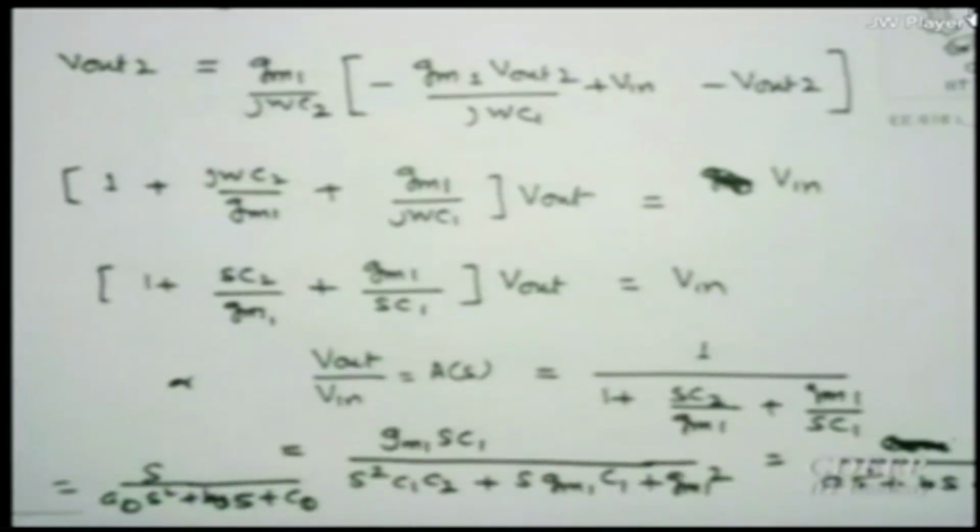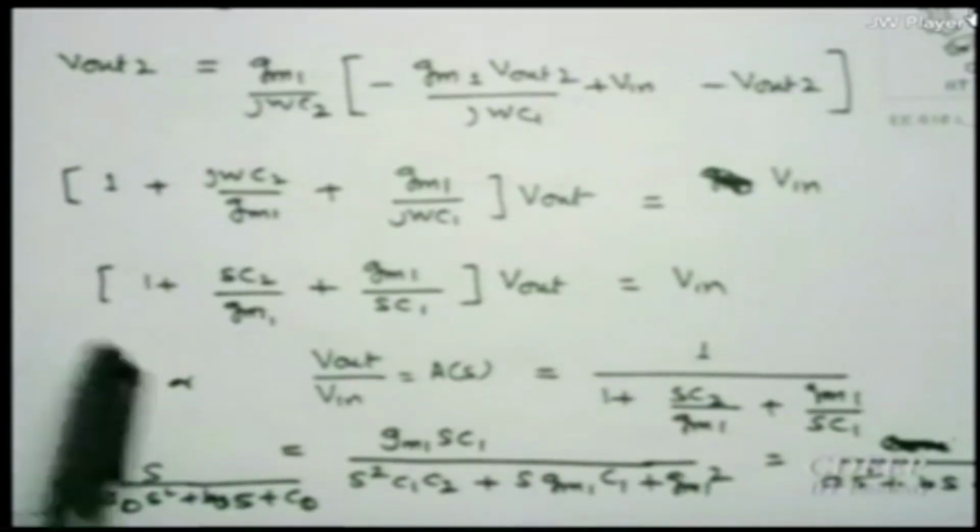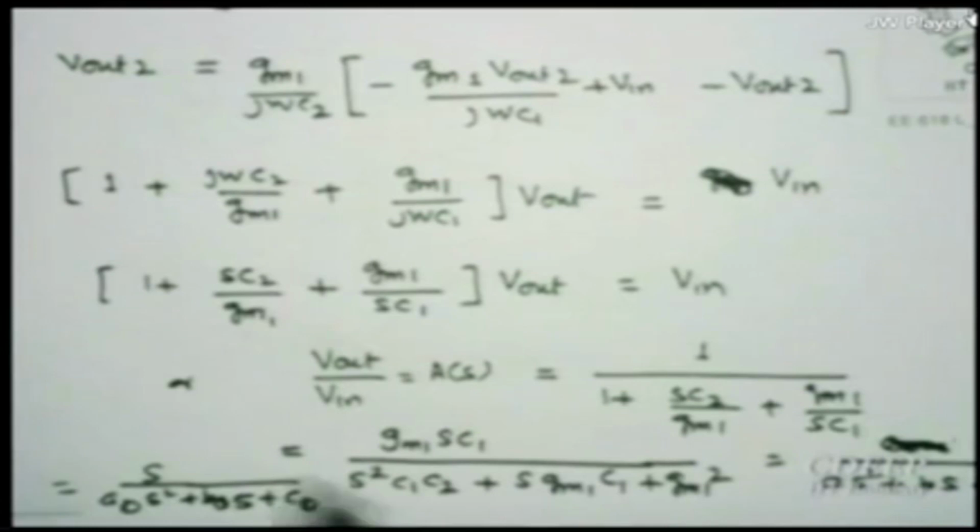You know, every step does help to know how it is done, but it doesn't give any physics behind it. It only tells you how to substitute. So it is only arithmetic, or call it algebra, I don't know what it is called, but that's all. So if I substitute 1 in 2 and collect terms for V out and V in on the other side, I get the transfer function as 1 upon 1 plus SC2 by GM1 plus GM1 by SC1.